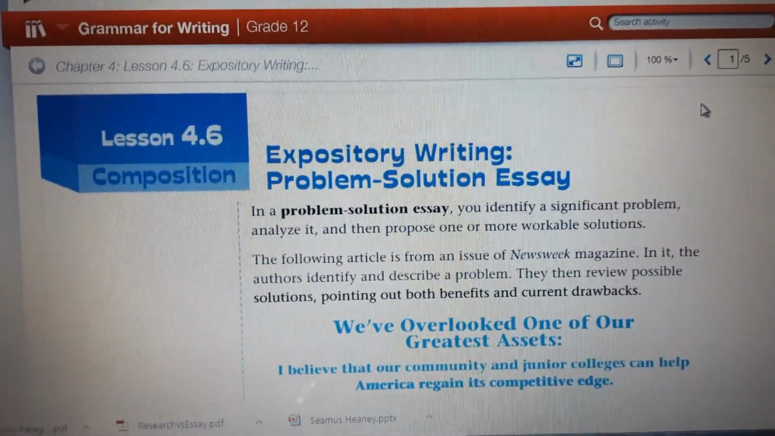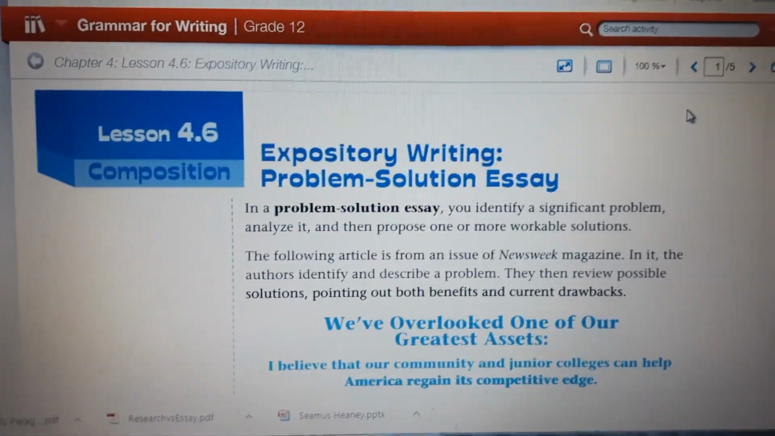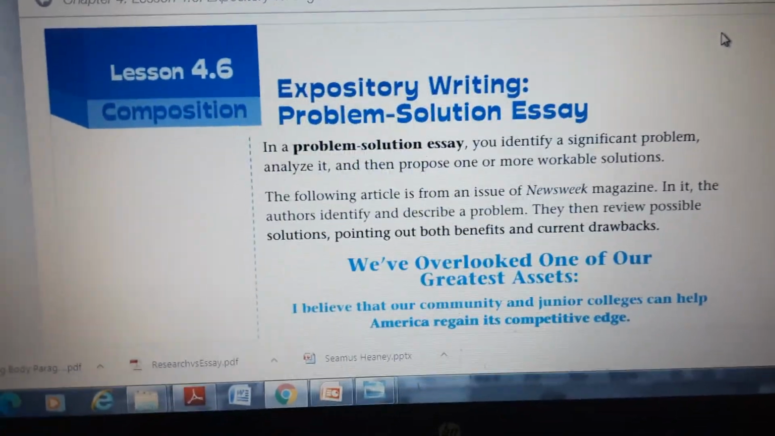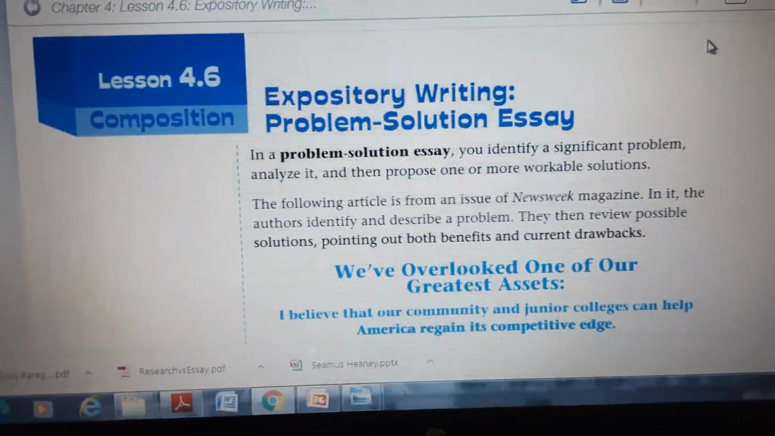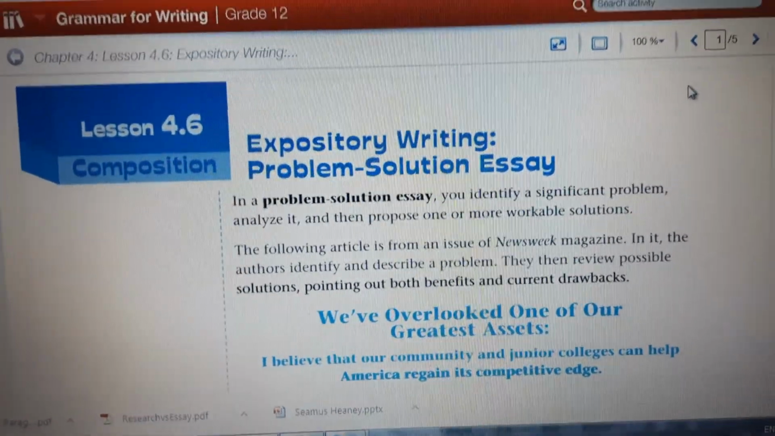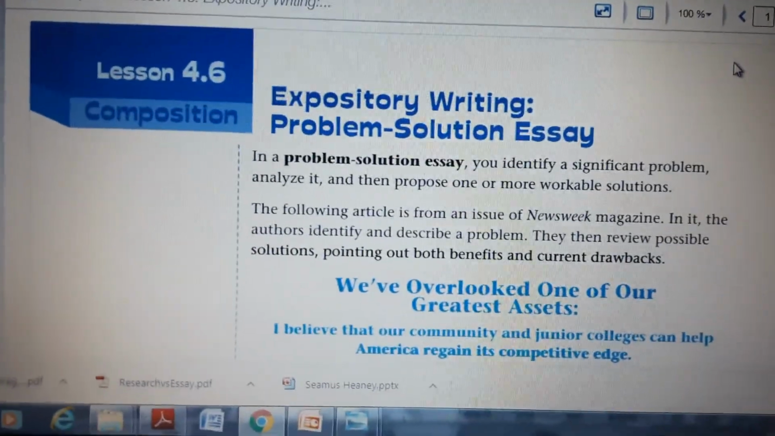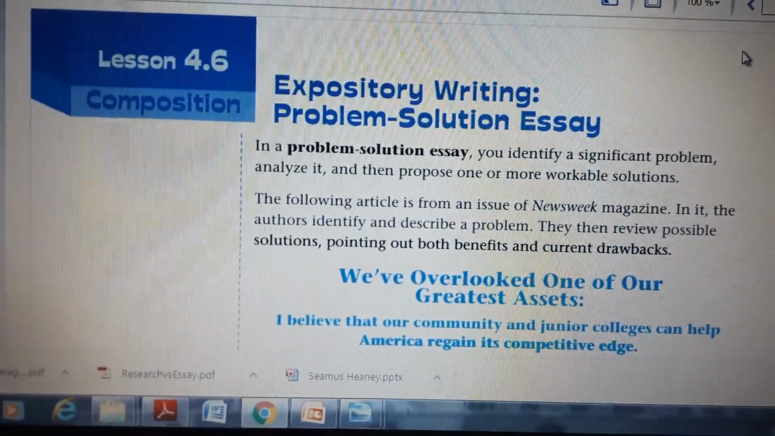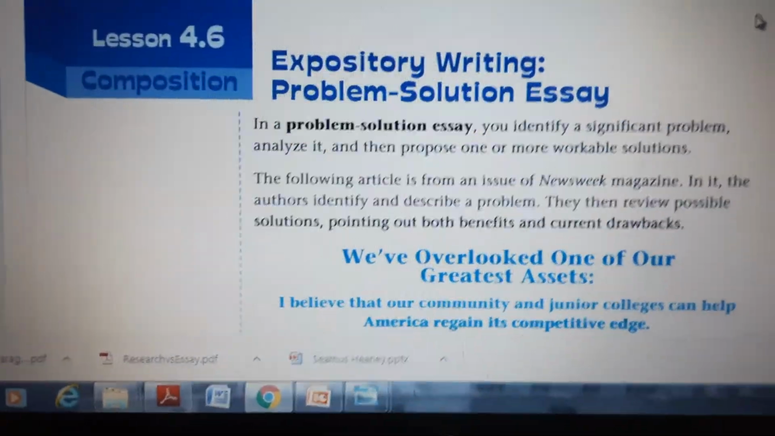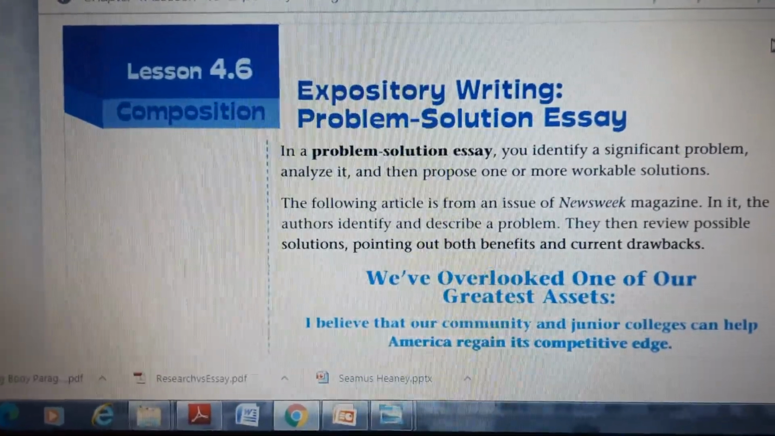Today we're going to talk about the problem solution essay. I know that I might have explained it to you before. I might have mentioned a problem solution essay, but today I'm going to give you the strategies, the techniques, and the structure so you can learn how to write one. I think we have written a sample essay or something, but today I'm going to explain it more.